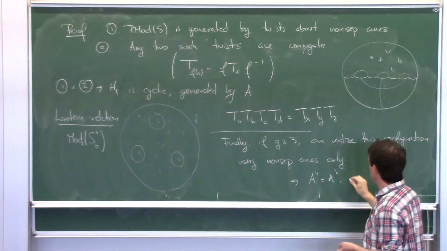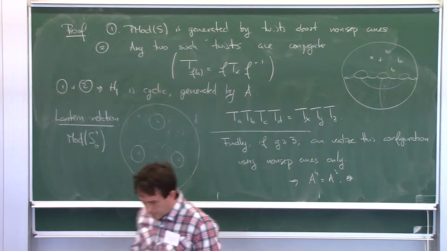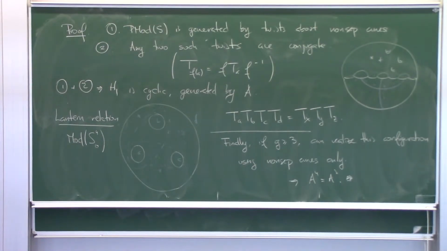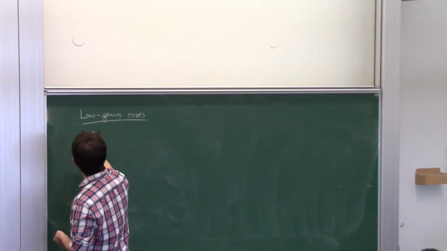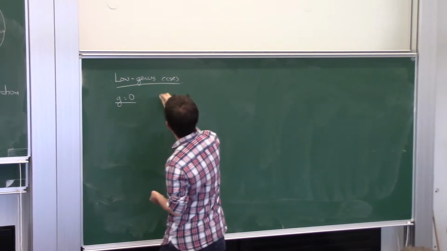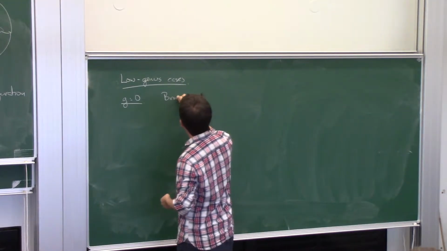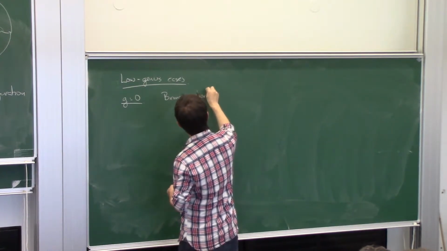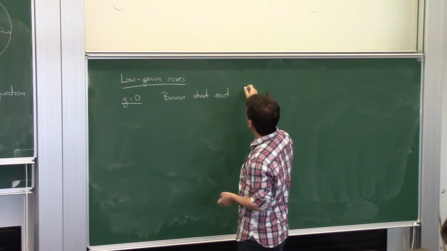But in low genus, things don't work like this. So low genus cases: in genus 0, it really doesn't work. Actually, you could do what Castro did. So Castro constructed a homomorphism on the pure mapping class group of a sphere with 5 punctures.